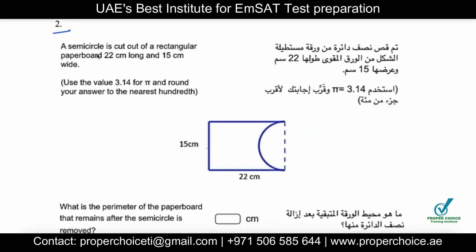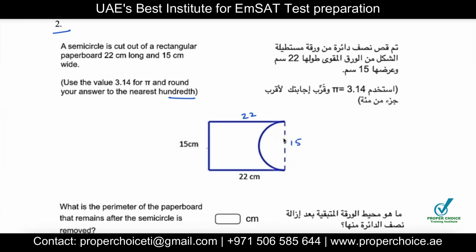Question number 2 says, a semicircle is cut out of a rectangular paper board 22 centimeters long and 15 centimeters wide. Use the value of 3.14 for pi and round your answer to the nearest hundredth. Now they ask, what is the perimeter of the paper board that remains after the semicircle is removed? They are asking you about the perimeter of it. Perimeter is basically adding up all the sides. And in a rectangle, opposite sides are equal in measure. So if this is 22, this side also has to be 22. If this is 15, the dotted line has to be 15.